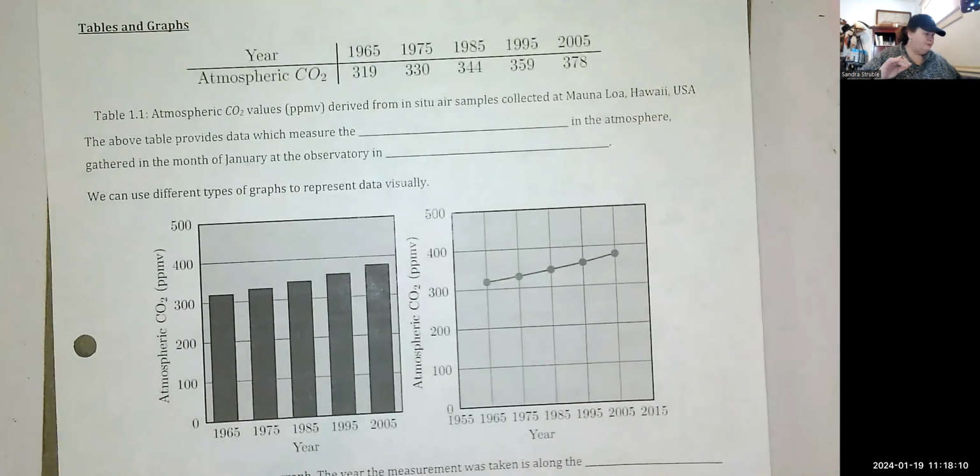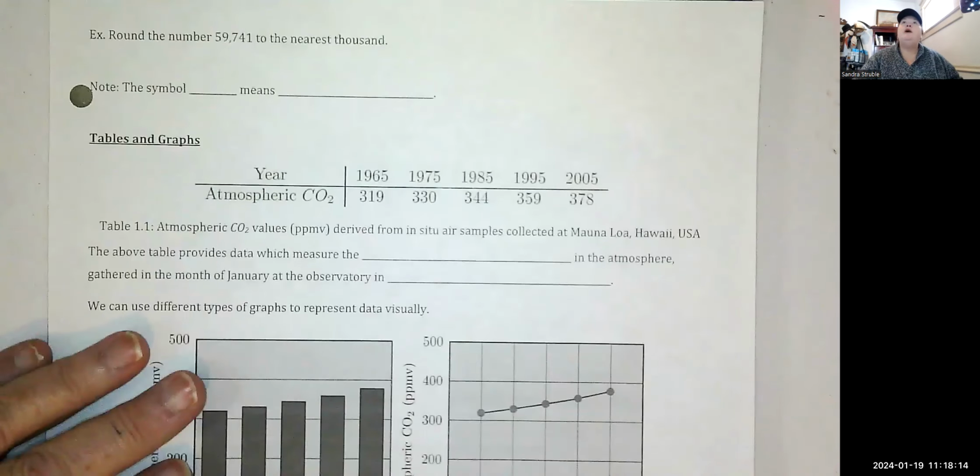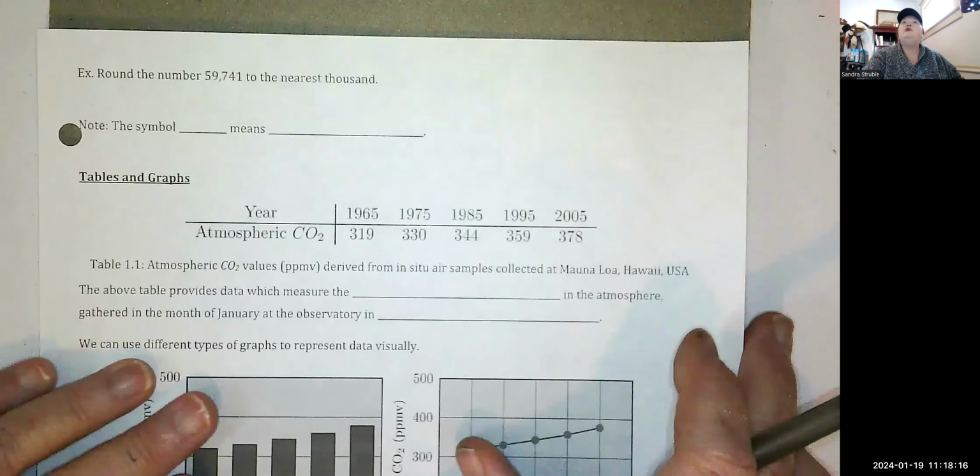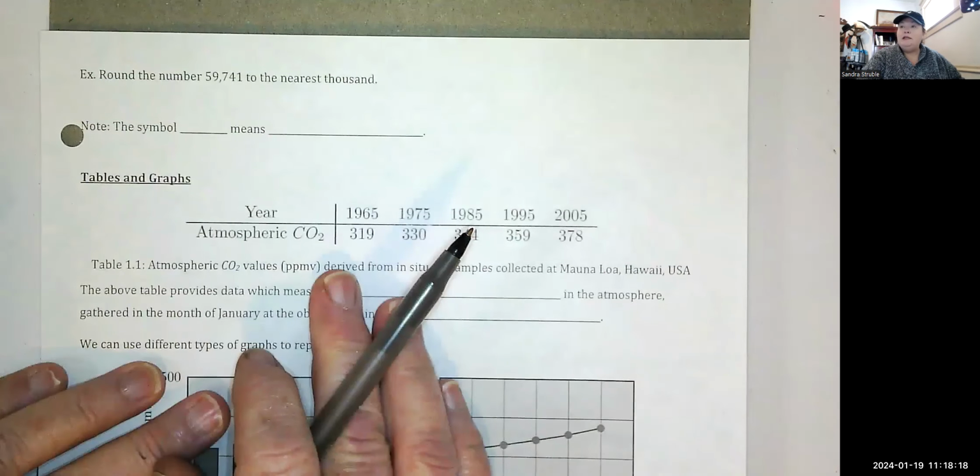All right, now we're going to round the number 59,741 to the nearest thousand.